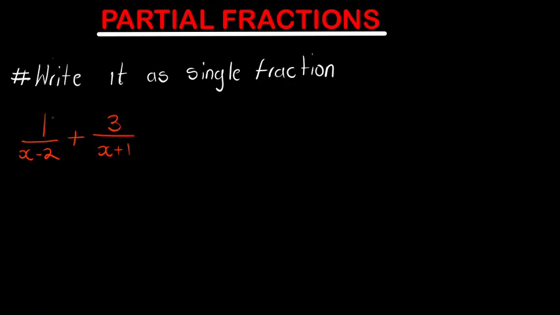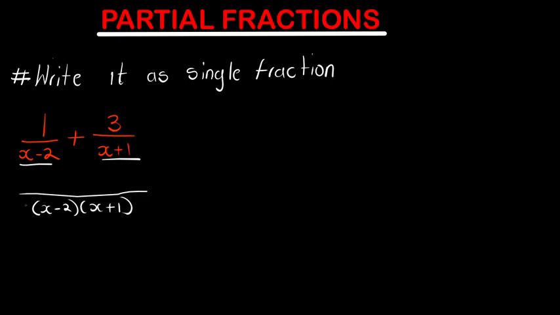For us, we shall start with this first question: write it as a single fraction. So we can see that you have a question which is this part. When you've been given something like that, what are you going to do? The first thing you do is look out for the common denominator. So what is the common denominator here? It is this one and this one, meaning it will be x minus 2, then x plus 1.